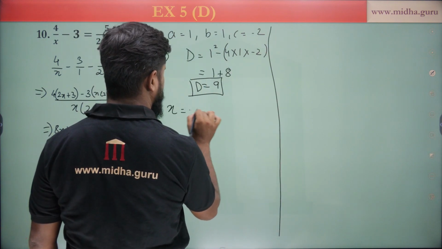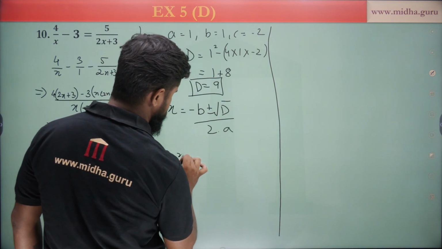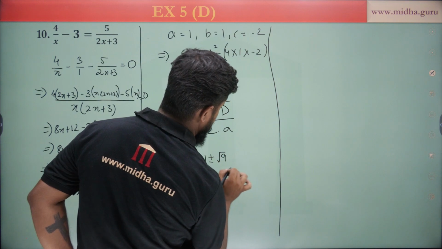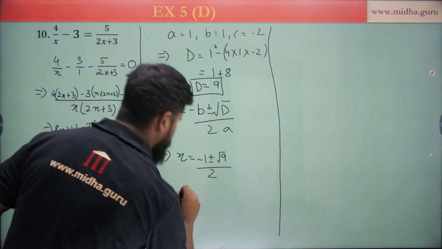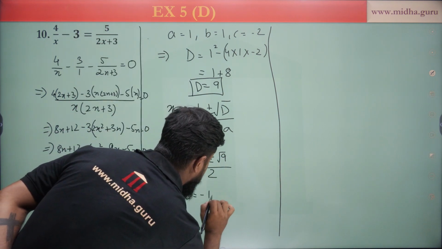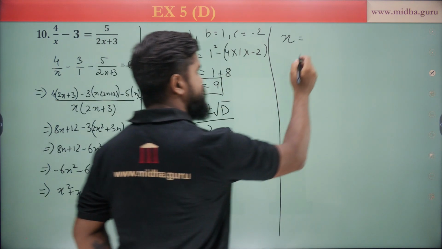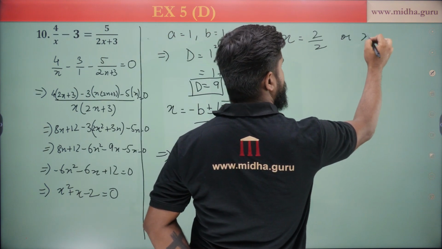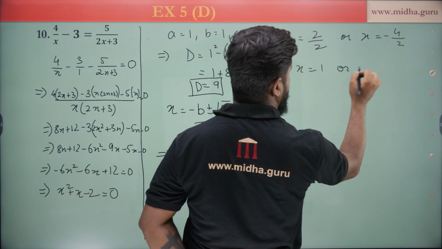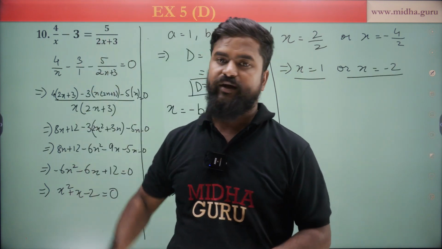Now we will put it in the formula, x is equal to minus b plus or minus the root of discriminant by 2 times a. So just by substituting, you get minus of 1 is minus 1 plus or minus the root of 9 divided by 2a, a being 1, 2. So the root of 9 will be 3. So x will be equal to minus 1 plus or minus 3 divided by 2. So x is either equal to minus 1 plus 3, which will be 2 by 2, or x is equal to minus 1 minus 3, which will become minus 4 by 2. So x will be equal to 1 or x is equal to minus 2. So these will be the solutions for the given equation.